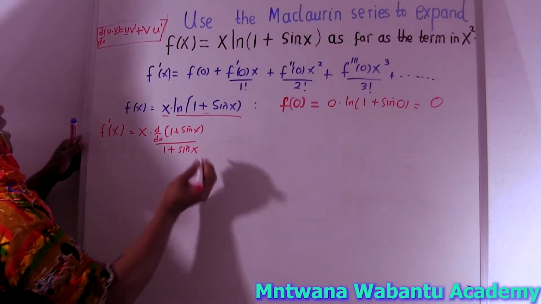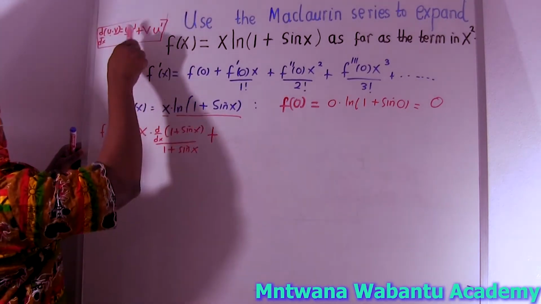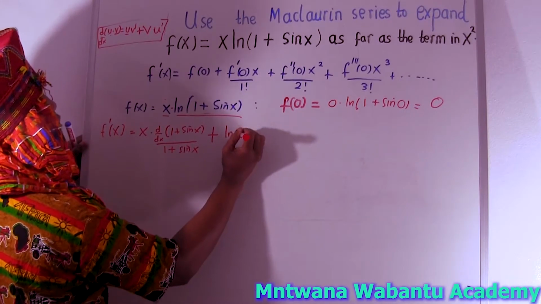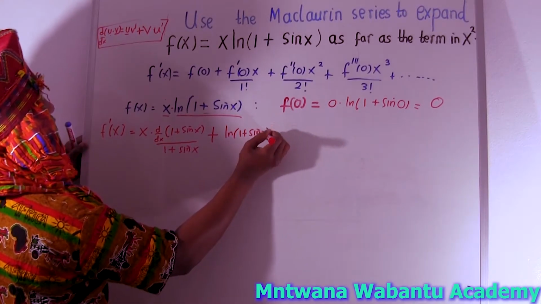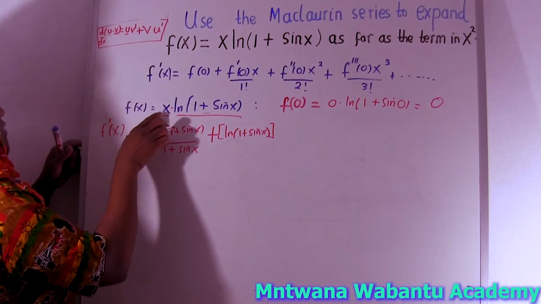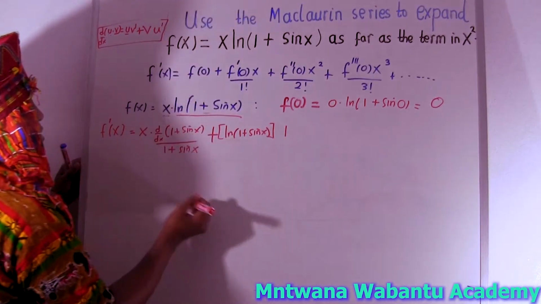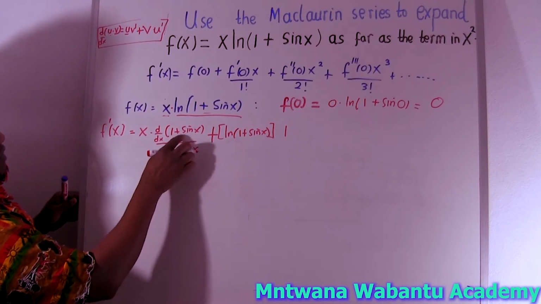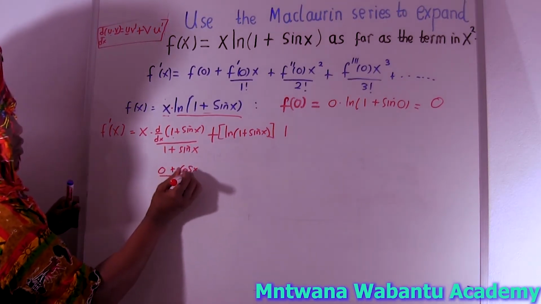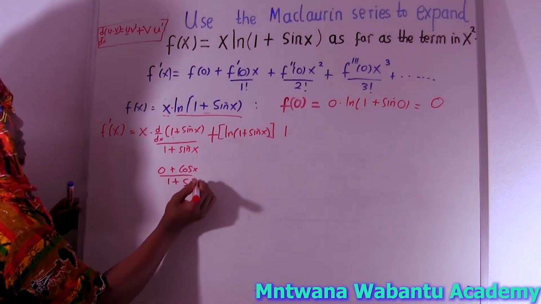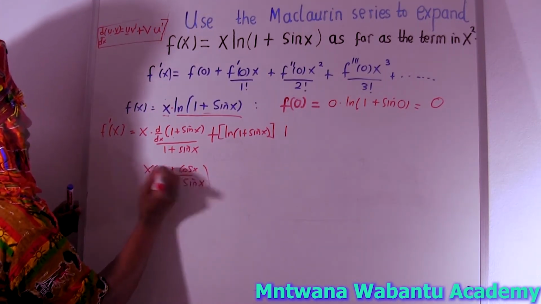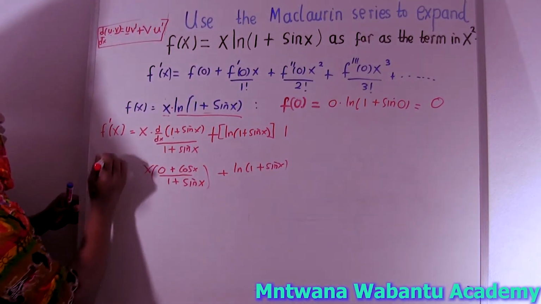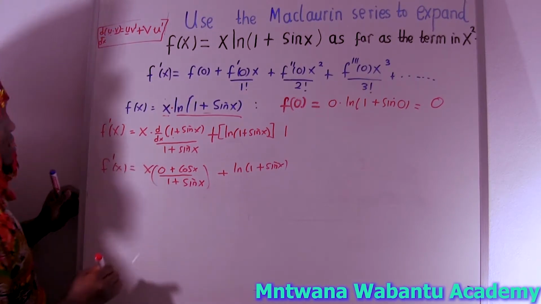And then I'll say plus. Now ln of 1 plus sine x is constant, and now I'm going to differentiate x. When you differentiate x, I get 1. Now when you simplify this, when you differentiate 1, you get 0. When you differentiate sine, you get cos of x over 1 plus sine of x. Now outside here we have x, and plus ln of 1 plus sine of x. So this is f prime of x.